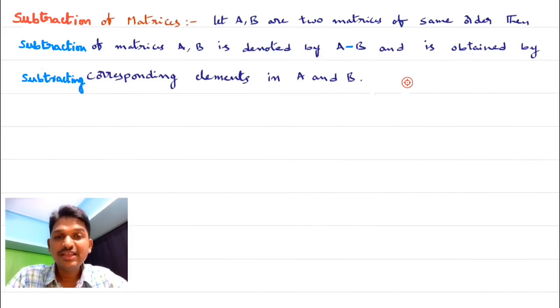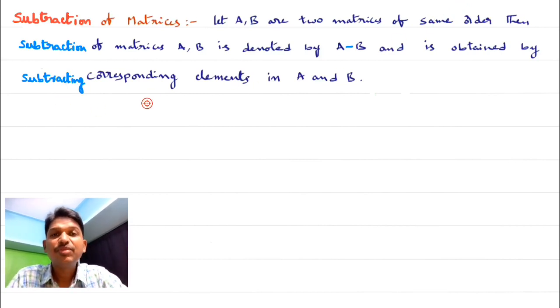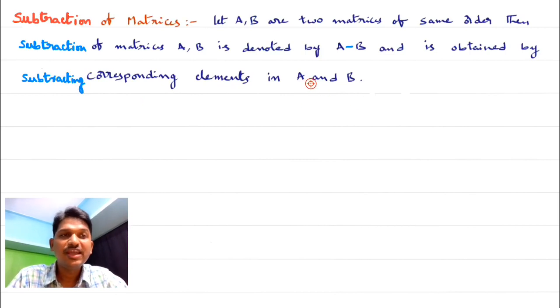What things you need to remember here? A comma B must be of same order. If they are not of same order, subtraction of matrices is not defined. Similarly, if A and B are not of same order, then addition of matrices is not possible. It is not defined. So for subtraction of matrices, A and B must be of same order, and you get A minus B by subtracting corresponding elements in A and B. We'll try to understand this with an example.